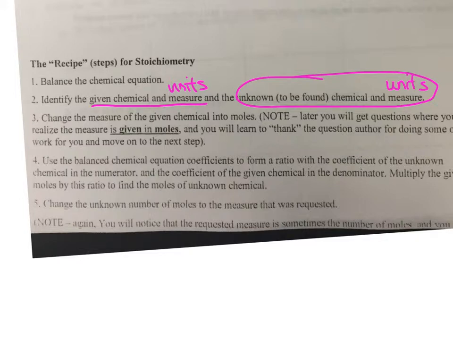Okay? All right. Then it says to change the measure, the units of the given, into moles. So you go to mole town. Whether you use Avogadro's number, you use molar mass, you use 22.4, you got to go to the mole town, right? Once you're there, and now you're going to form a ratio. You're going to cross your mole bridge.